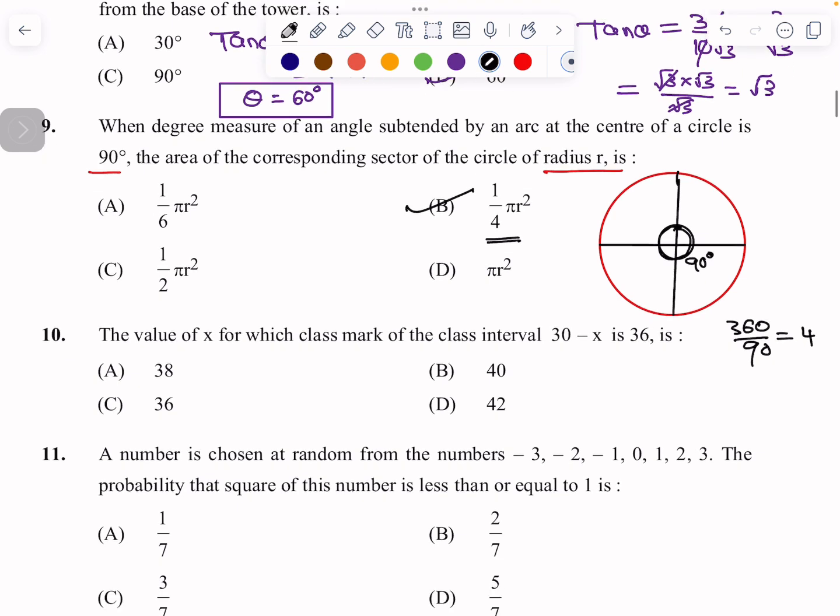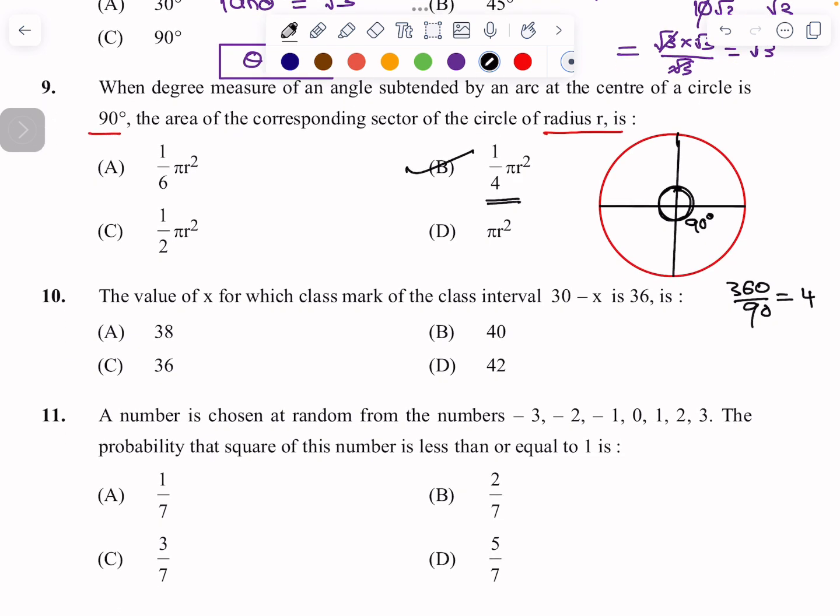Okay, so the next question we have: the value of x for which the class mark of the class interval 30 minus x is 36. So how do you get this class mark? Lower class limit plus upper class limit by 2. So we will get the class mark that is 36. They have given that the class interval is 30 minus x, and the class mark is 36.